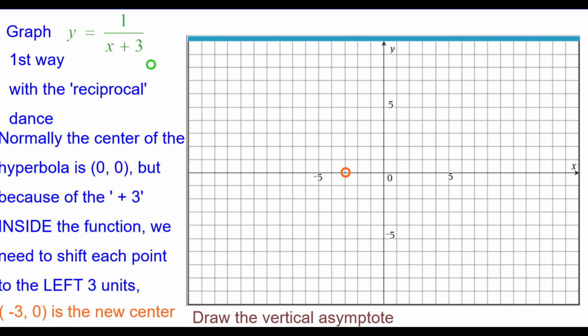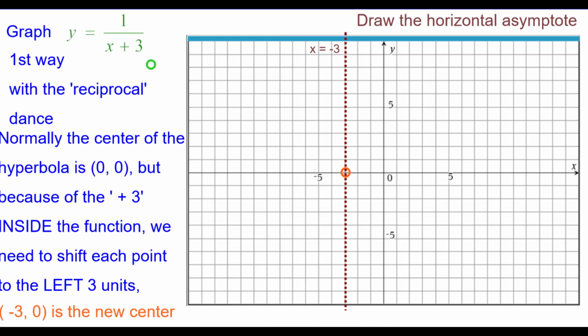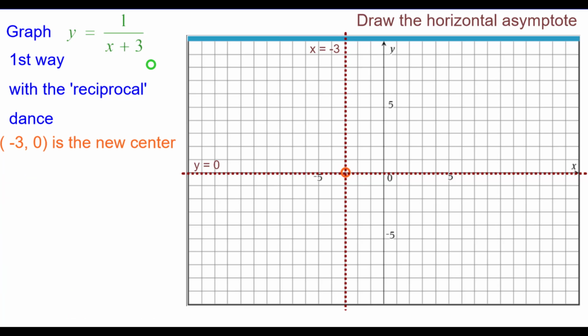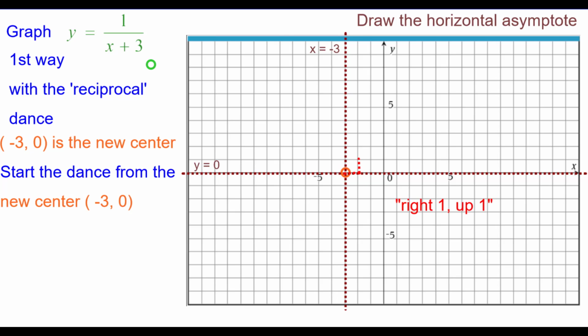We'll draw the vertical asymptote, the line x equals negative 3. The horizontal asymptote is the x-axis, or the line y equals 0. From this new center, we'll do our reciprocal dance. Starting with right 1, up 1, because the reciprocal of 1 is 1. Right 2, up a half, reciprocal of 2 is a half. And right a half, up 2, the reciprocal of a half is 2.